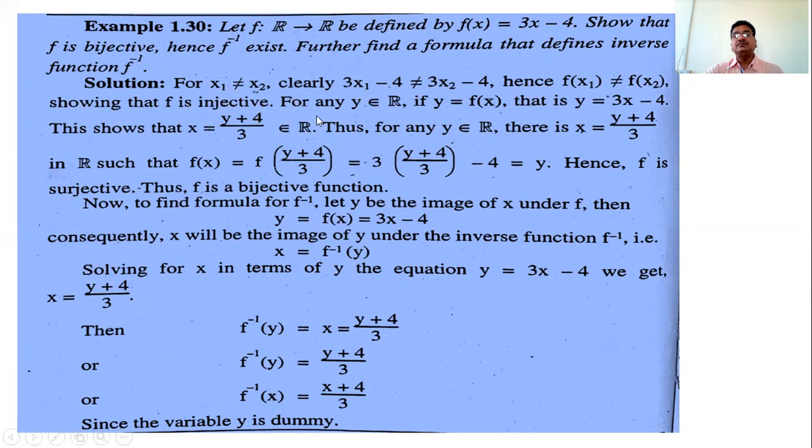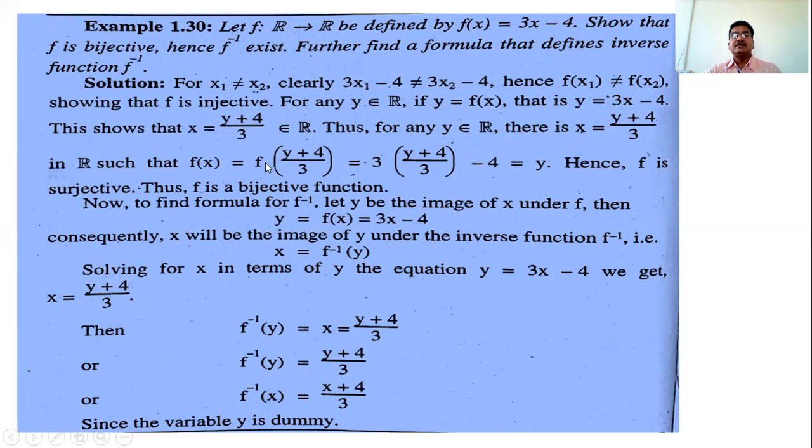Then the next part is surjective. How can we show the function is surjective? This codomain contains infinitely many elements, so take any y belonging to R, and suppose that f(x) is equal to y. That is, we assume that x is the pre-image of y. And then write f(x) as 3x minus 4 and solve this equation for x. Then x is (y plus 4) by 3. And this is the pre-image.